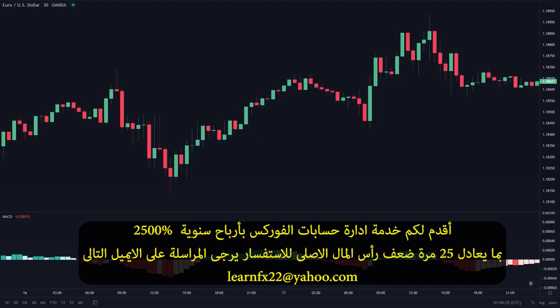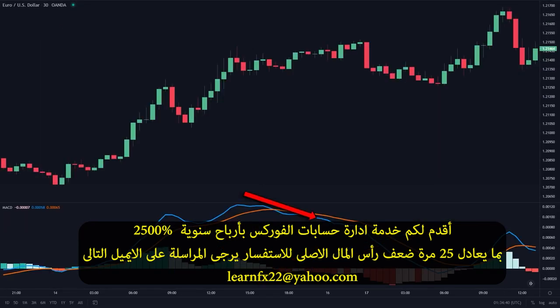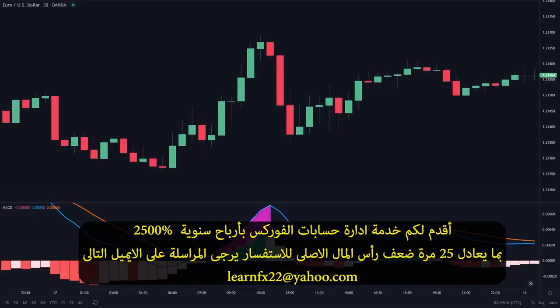For example, if the MACD line crosses above the signal line, the histogram will turn green. And if it crosses below, the histogram will turn red. The gap between the MACD line and the signal line also affects the size of the histogram. If the gap is wide, the histogram will grow longer. And if the gap is tight, the histogram will grow shorter.